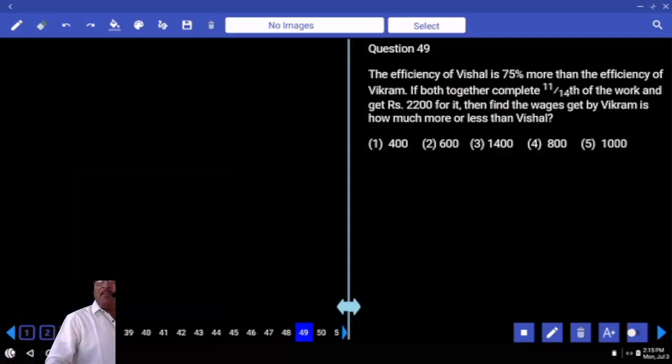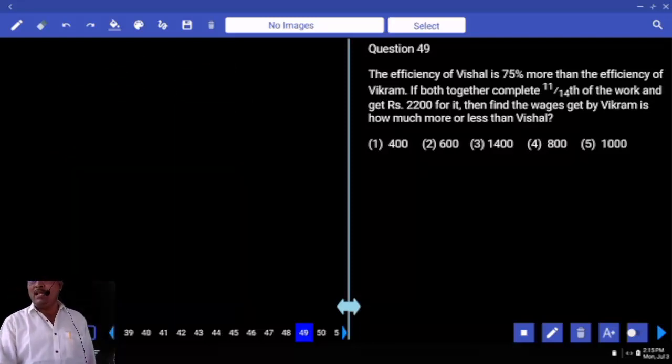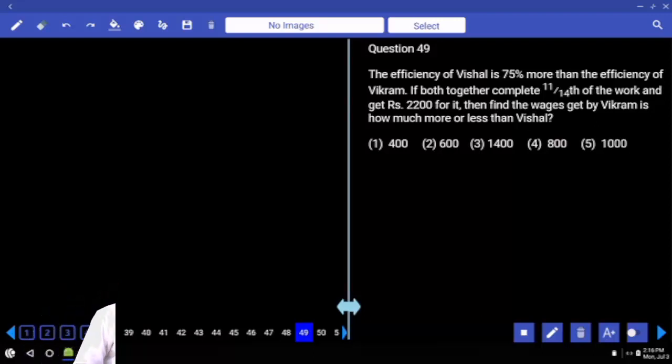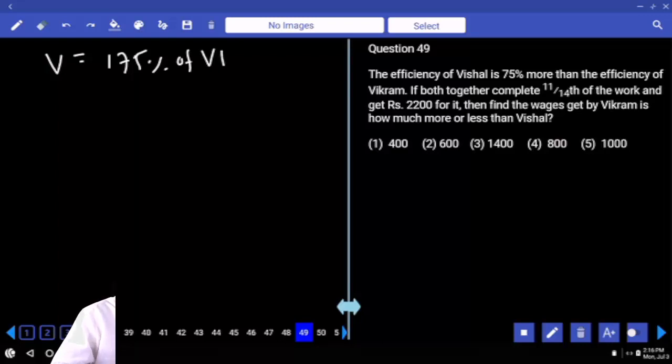The efficiency of Vishal is 75% more than the efficiency of Vikram. If both together completed 11 by 14 of the work and got 2200 for it, then find the wages got by Vikram is how much more or less than Vishal. The efficiency of Vishal is 75% more than Vikram. That means Vishal's efficiency is equal to 175% of Vikram. Am I right?